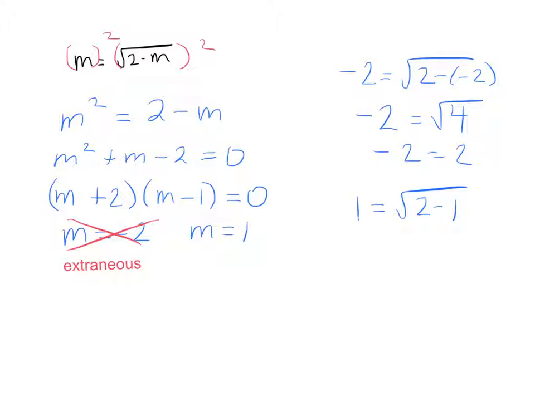So if we try the 1 equals the square root of 1. That one works. This one didn't, this one does. So this has just one solution, even though when we solved the quadratic, we came up with 2 solutions.